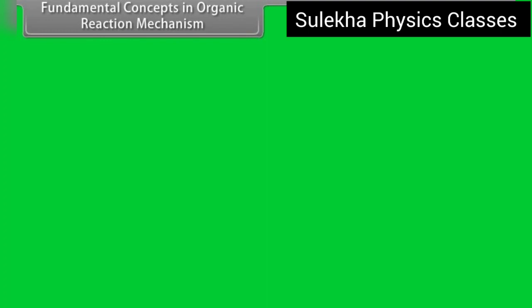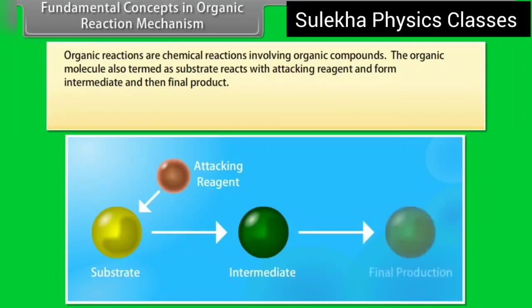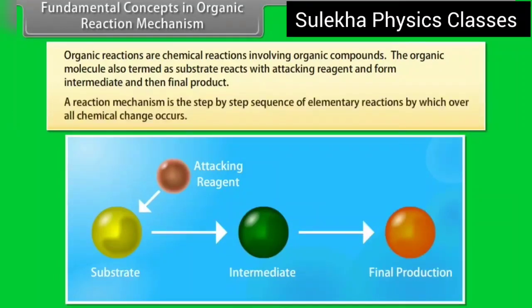Fundamental concepts in organic reaction mechanism. Organic reactions are chemical reactions involving organic compounds. The organic molecule, also termed as substrate, reacts with attacking reagent and forms intermediate and then the final product. A reaction mechanism is the step-by-step sequence of elementary reactions by which overall chemical change occurs.